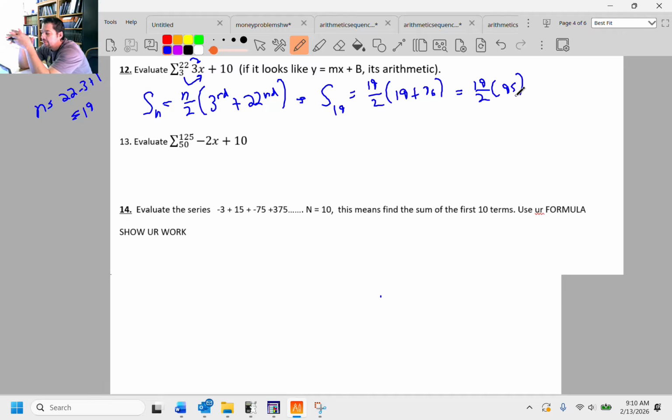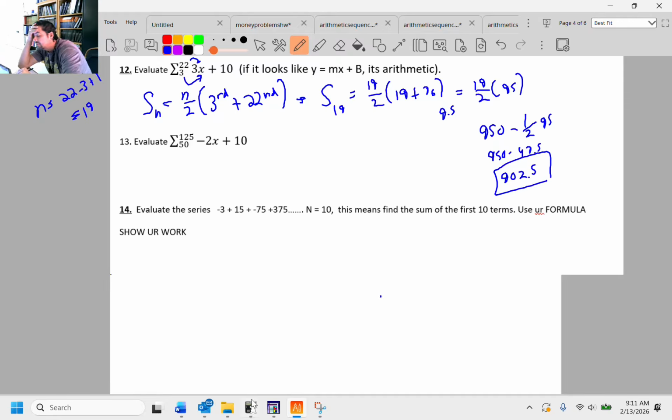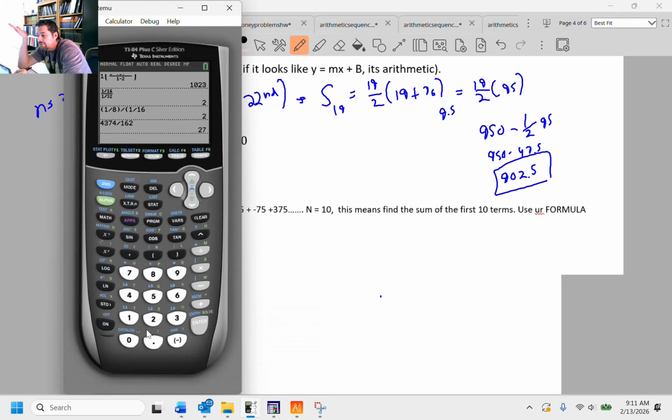I don't know how much farther I want to take this. To be honest with you, not a whole lot, but why not? I'm going to turn 19 over 2 into a 10, and then I'm going to take something away. But 10 times 95 is 950. But it actually wasn't 10, it was 9.5. So I'm going to take away half of 95. And half of 95 is 47.5. So 950 minus 47.5 is 902.5. And I'm exhausted, kids, so let's just check me. But this is how I would do that in my head.